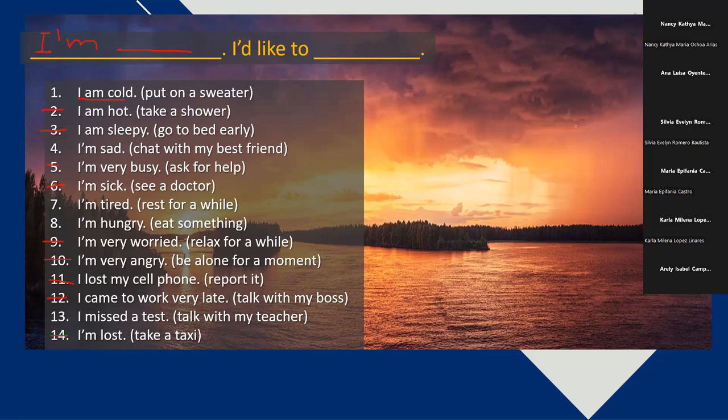Nancy. Okay, number 4. I'm sad. I like to chat with my best friend. Nice. And let's see, Maria. I like to eat something, mm-hmm. And I missed a test. I missed the test. Yes, teacher. I missed the test. I would like to eat something. Mire, me le da hambre cuando pierdo un examen. Okay, va, está bueno. Está bueno, que le dé hambre.